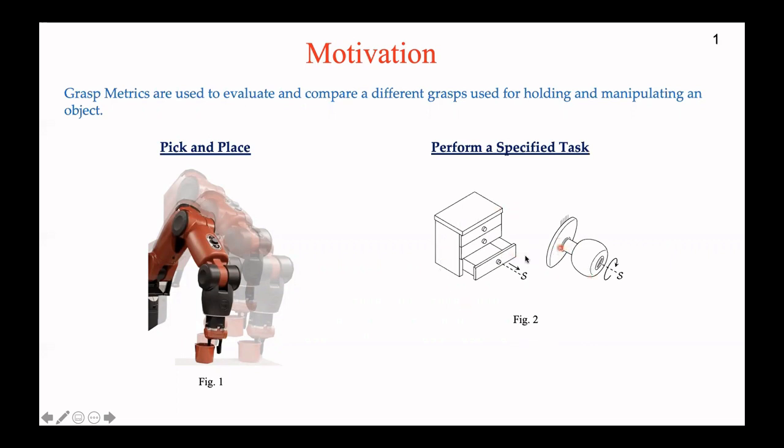In order to perform tasks such as opening a drawer or turning a doorknob, the grasp has to generate enough force or moment along a particular axis as shown in the figure. In such scenarios, a grasp metric or quality measure should reflect the purpose of holding the object.